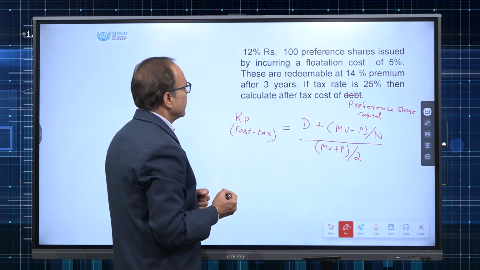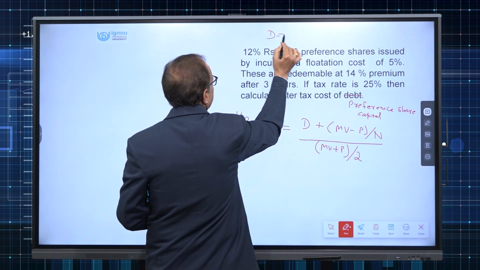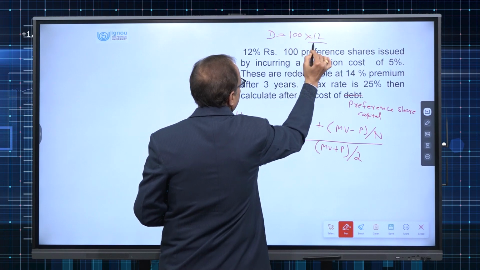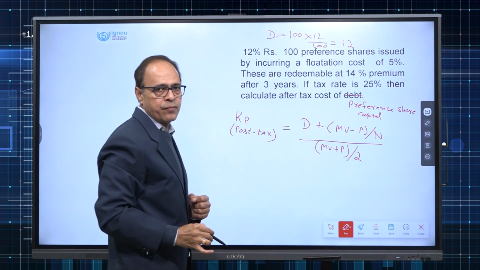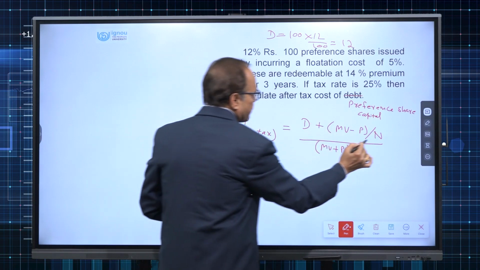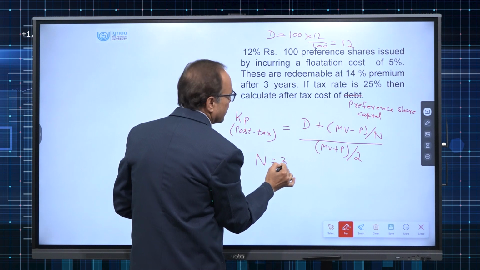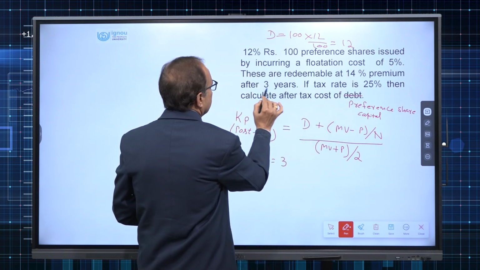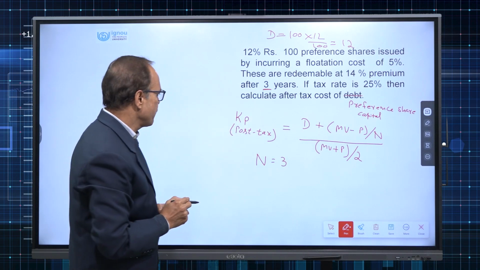So, let us gather the parameters. How much will be the D? D means dividend paid every year by the company. So, it will be 12% of par value, that is rupees 12. How long it will be paid? So, N we have 3, because maturity duration in this case is 3 years. So, these are redeemable after 3 years at a premium of 14%.